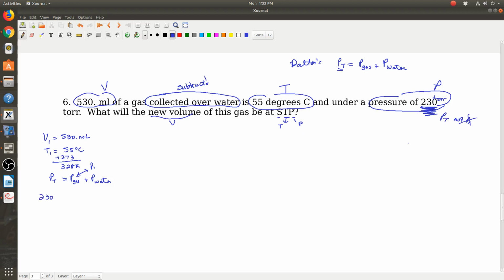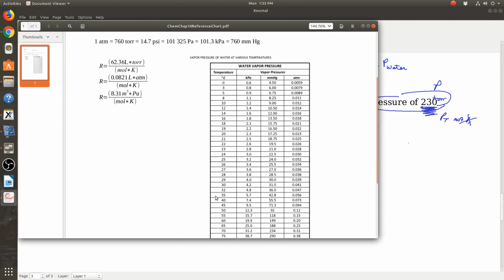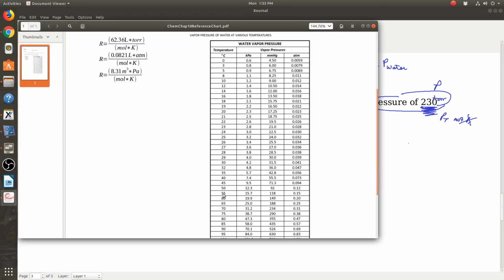So 230 torr, the pressure of the gas, which is our P1, plus the pressure of the water. Well, what's the pressure of the water? How do I figure that out? You take the temperature of 55 degrees Celsius and you go look at your water vapor pressure chart. Here it is, water vapor pressure chart. 55 degrees Celsius, there it is. So here are the water vapor pressures at that temperature.